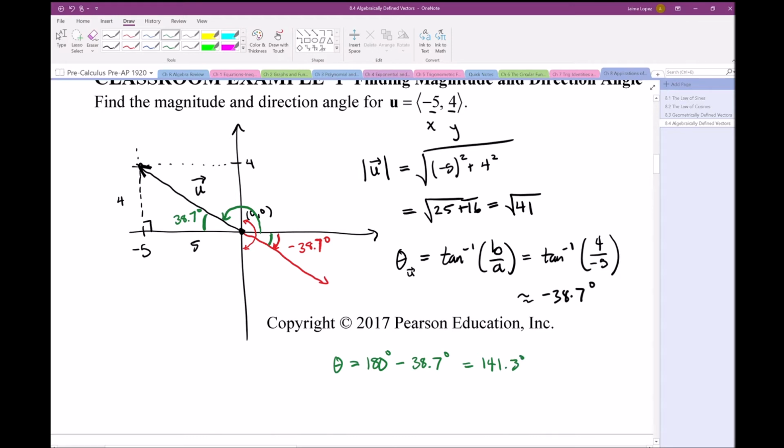Yeah, 141.3. I don't know why I verified that in the calculator. I knew it was right. So that's theta. This is the angle that we want. And remember, angles have to be written in standard position, starting from the positive x-axis, ending up at the terminal. In this case, the vector is the terminal.